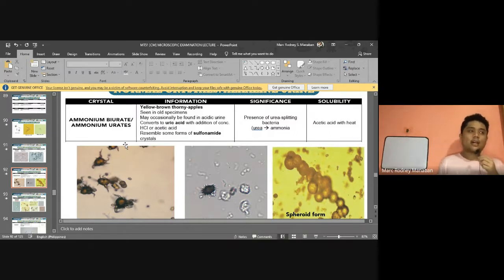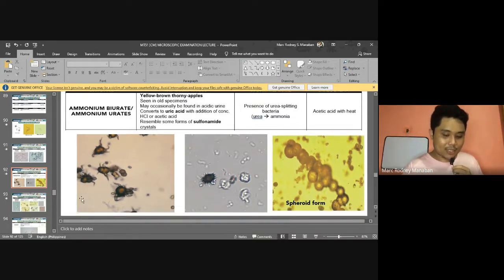For significance, again, generally, it is not very significant. But it may indicate the presence of urea-splitting bacteria, such as your Proteus. Okay? So solubility, again, is acetic acid with heat. But take note, it's not always in that appearance of spicules or thorny appearance. It can be smooth, a spheroid form. That's why it can be mistaken as a sulfonamide crystal.